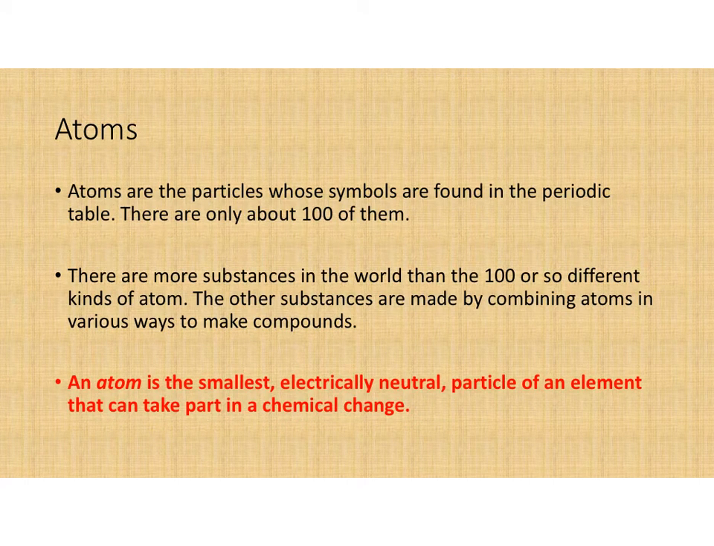So all the atoms that there are in the universe are listed in the periodic table. And when you look at the periodic table, there's about 100 or so atoms that we have available. But we know that there are more than 100 or so types of material. And therefore, all the other substances are made by combining these atoms in various ways to make different compounds. And just at the bottom there in red, we've got the definition of what an atom is. So an atom is the smallest electrically neutral particle of an element that can take part in a chemical change. So that's how we now define atoms.